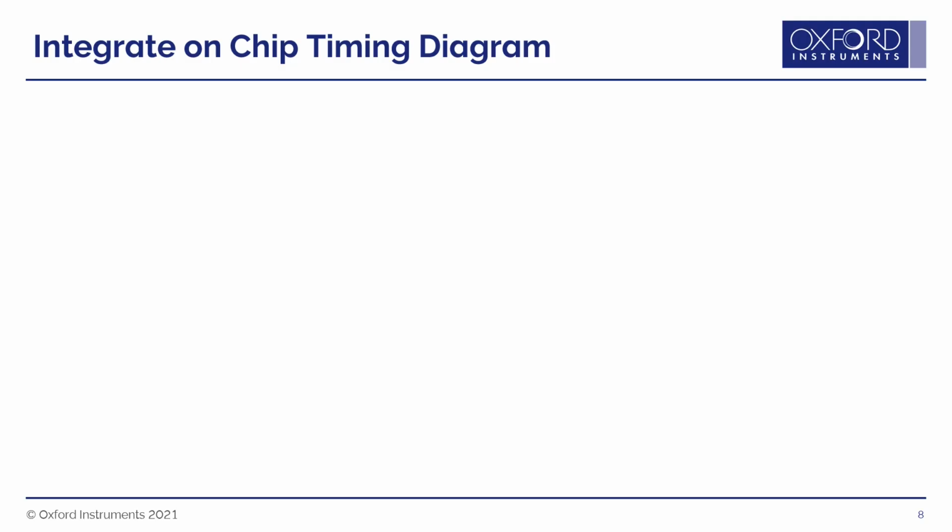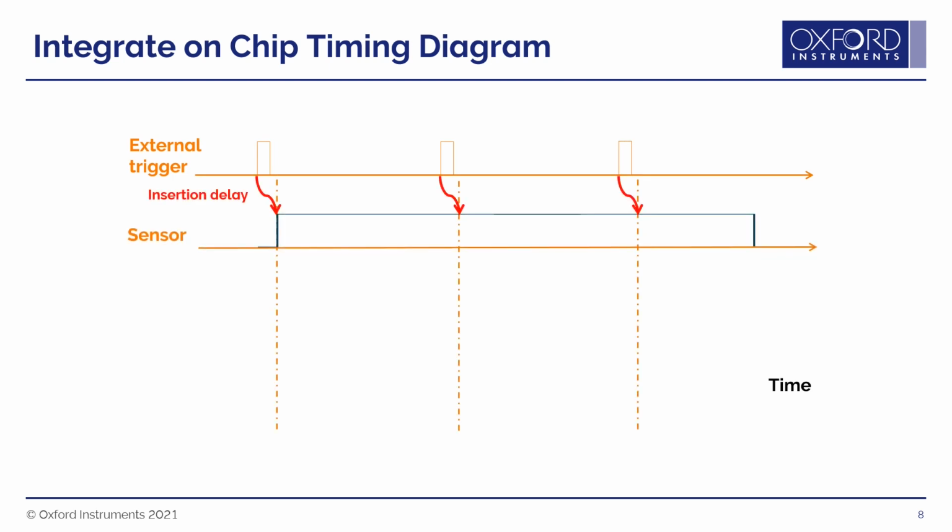So the next sort of mode of operation of the iStar sCMOS I want to talk about is integrate on chip. And integrate on chip is a really great way of increasing your signal to noise ratio if you have a recurring event or phenomenon that has the same characteristics at relative time intervals to the initiation of the event. So imagine we have some kind of external trigger, we can use this to trigger our sensor in an initial case.